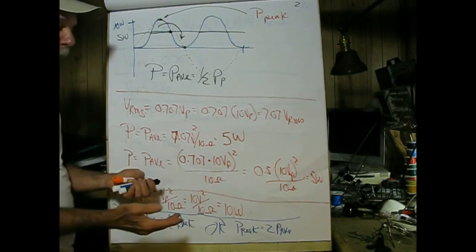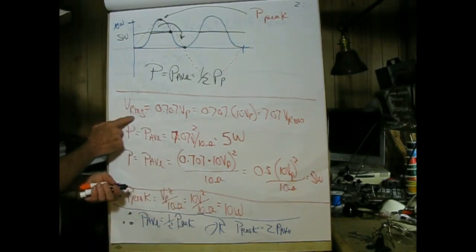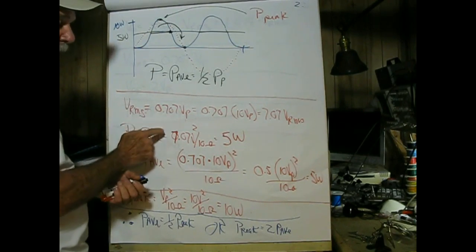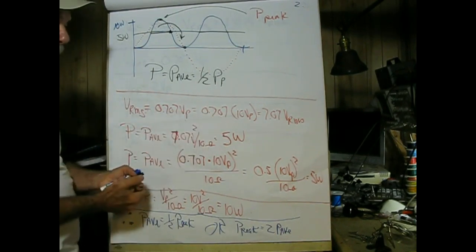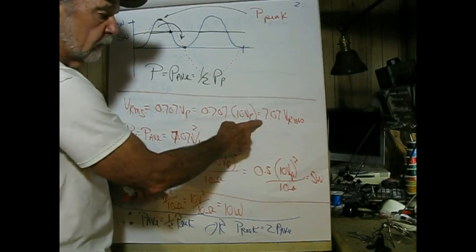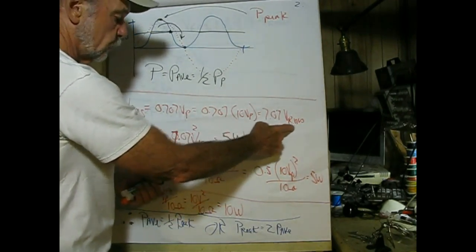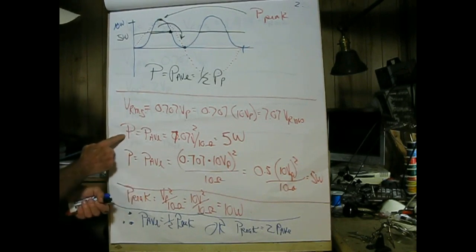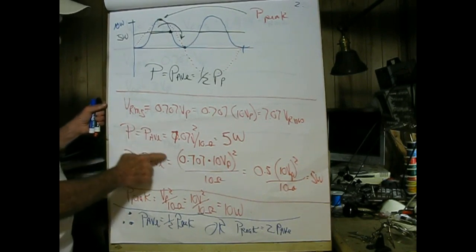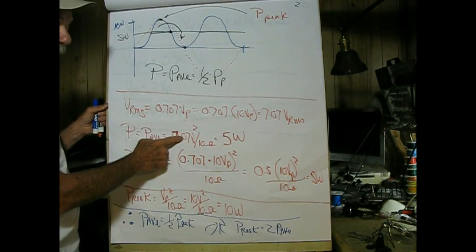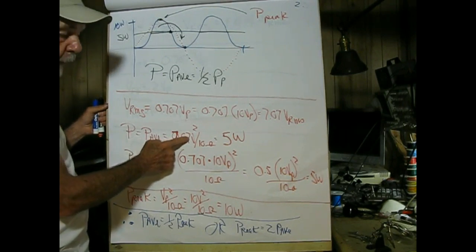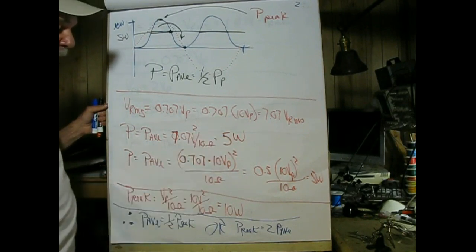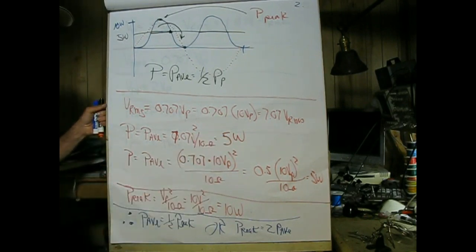Not interested in doing that. So if I wanted to find out the effective voltage of a 10-volt peak sine wave, I would simply multiply it by 0.707, which would give us 7.07 volts RMS. So P equals P average, and this is going to be equal to the voltage RMS squared divided by 10. So in the circuit on the previous page, that would come out to be 5 watts.